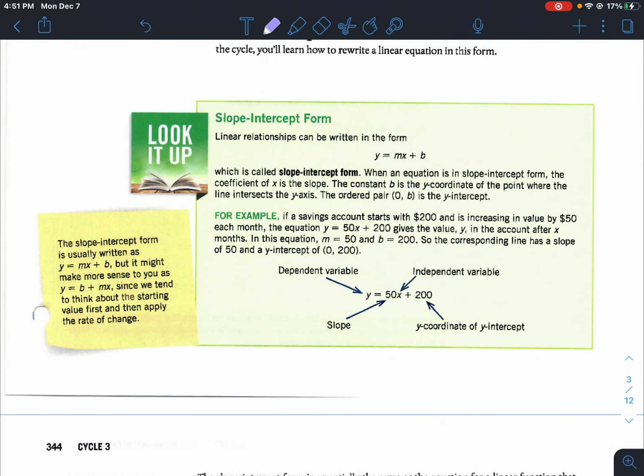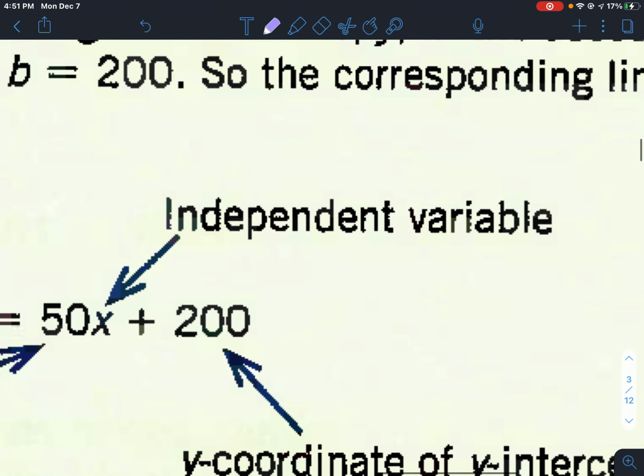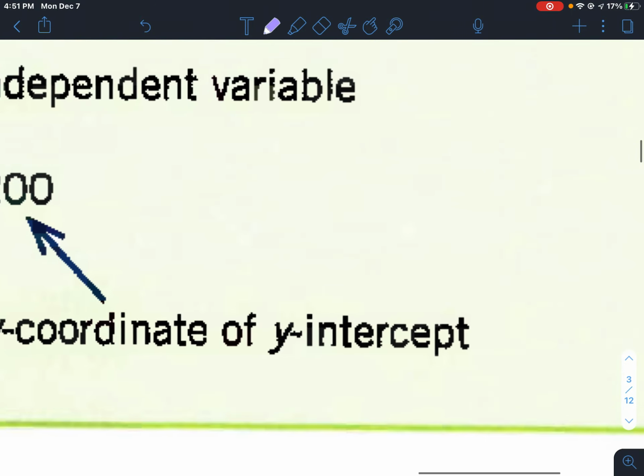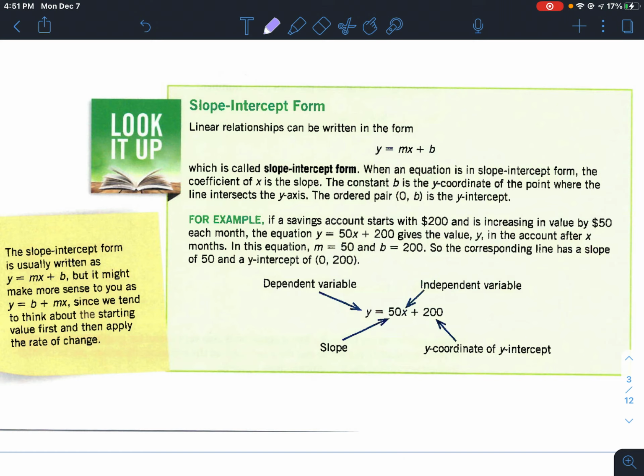All right, diving a little bit deeper into the slope-intercept form, I think we're really just adding the dependent and the independent variable into this. You should know the y-intercept and the slope by now, I hope. Independent variable is our x values. It's on our x-axis. It's the thing that starts it all. And then the dependent variable is our answer.